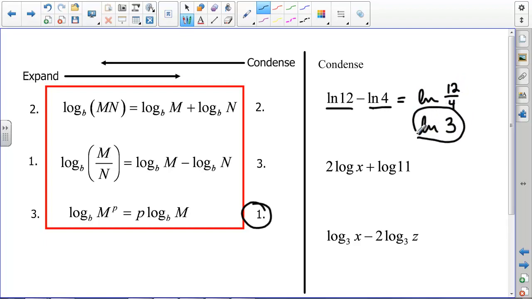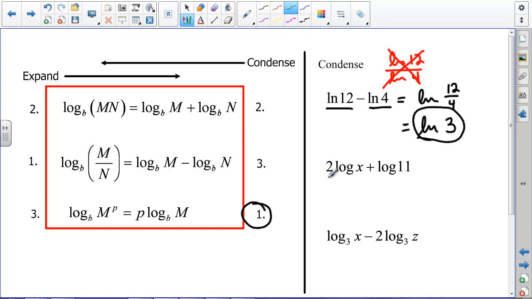That's our simplified version. What some people do, and you should make sure that you do not do this, is write the natural log of 12 over the natural log of 4. That's incorrect. Okay, we don't write it as a log divided by a log.